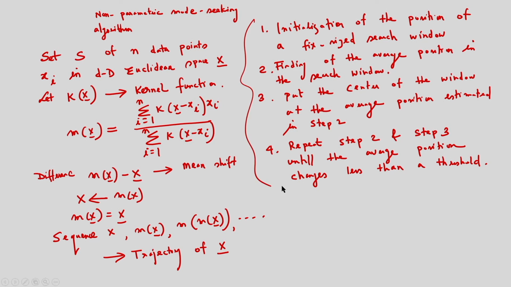We can do the tracking. So first I have to do the initialization of the position of a fixed size window, that is the search window. After this, the finding of the average position in the search window, and after this put the center of the window at the average position estimated in step number 2. Repeat step number 2 and step number 3 until the average position changes less than a threshold. So this is the brief concept of the mean shift algorithm, and with it you can do the tracking.